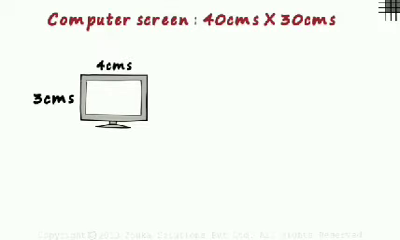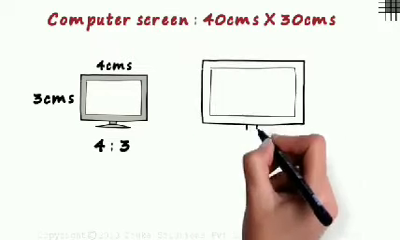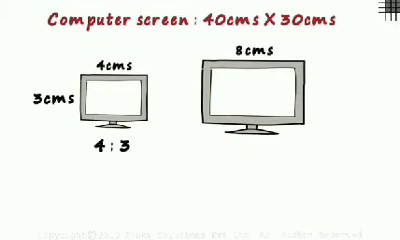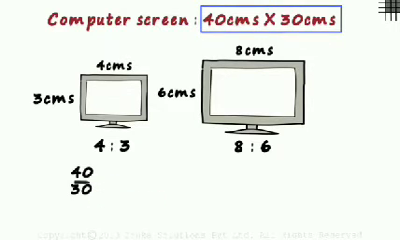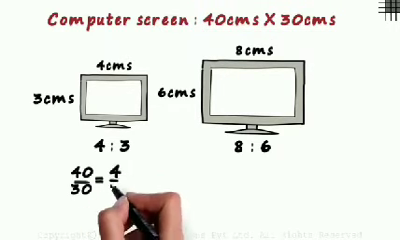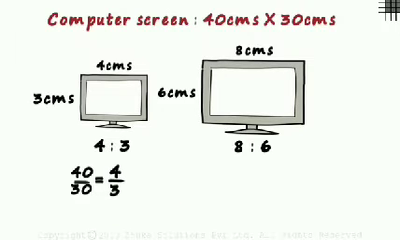Here, the ratio of the length to the breadth is 4:3. If you had a bigger book, you would have maybe scaled it down to 8 centimeters by 6 centimeters. In this case, the ratio of the length to the breadth would be 8:6. Let's talk about the first case. Why 4:3? The ratio of the length to the breadth of the actual computer screen is 40 by 30. When reduced, it can be written as 4/3. Basically, if we divide both the numerator and the denominator by 10, we get 4/3.